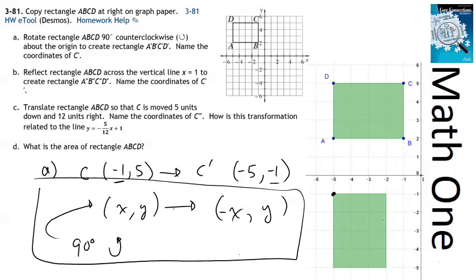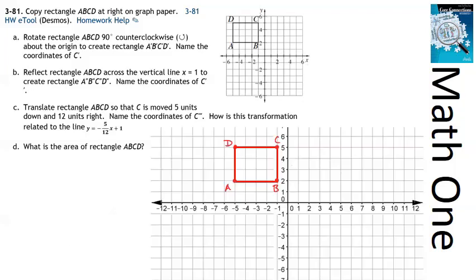And I'm coming up with that just by observing just a few points here. So the next thing it says to do in part B is reflect rectangle ABCD across the vertical line x equals 1. So that vertical line, let's see, this line is right here. I'll just draw this in green. This is the line x equals 1.